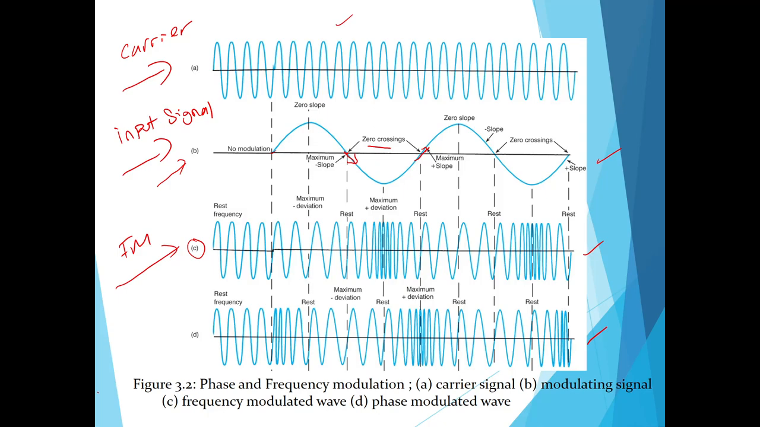And here, the one above is a maximum positive, and here is a maximum negative. All of these points are where you will see the difference between FM and also PM. Kita akan lihat perubahan yang ketara, the critical point.